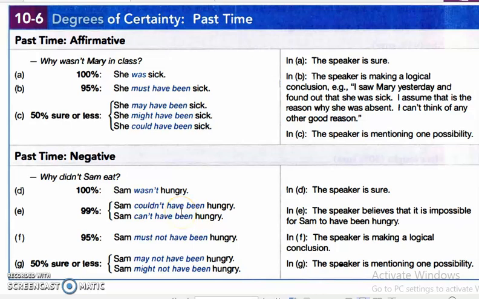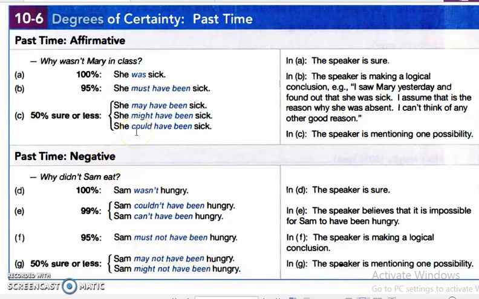So the difference between past time and present time is that in the past time, after the modals, you add auxiliary have and then past participle or verb 3. Same in 95%, use must not and then auxiliary have and then verb 3 or past participle. And if you are 50% sure or less, same, use may or might not, and then auxiliary have and then past participle.